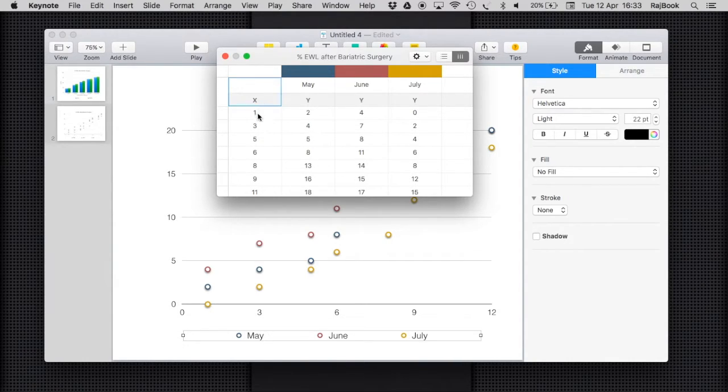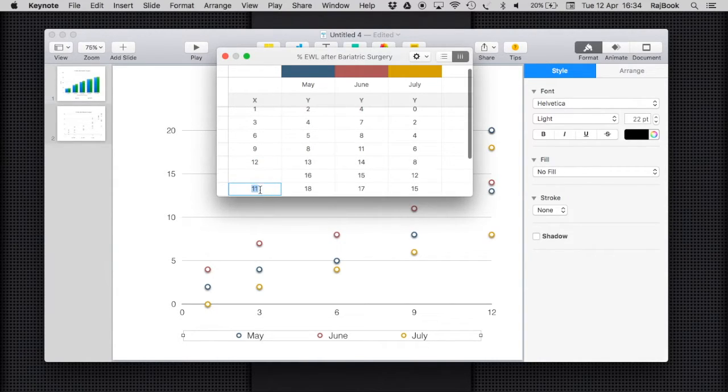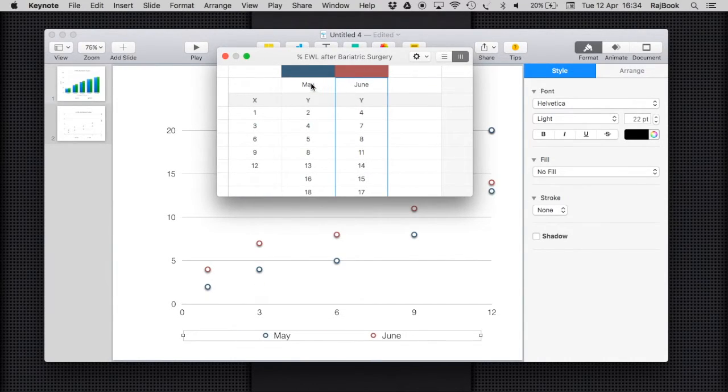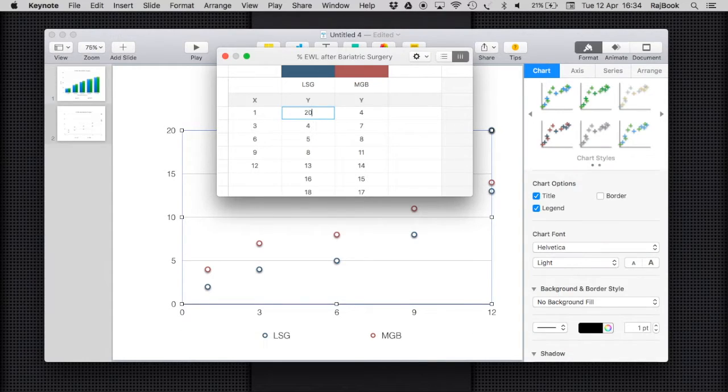So looking at it from here, we can plot all the X and the Y graphs very eloquently, especially when you think about comparing two procedures, where in the x-axis you compare month wise. Normally we do 1 month, 3 months, 6 months, 9 months and 12 months. You plot that on the X graph, and on the Y section you compare between LSG and MGB, which I told you. Once you do that, you can plot all the months and the results compared to the months.